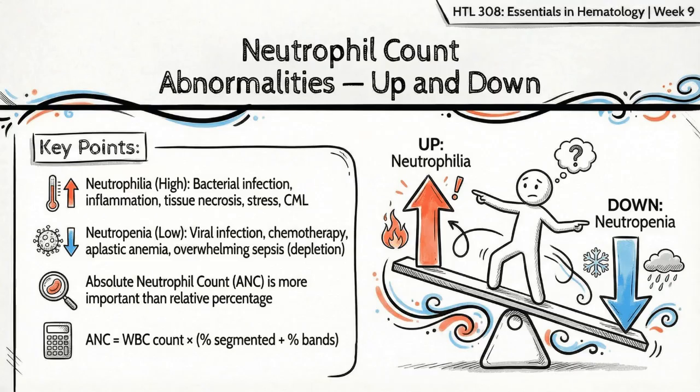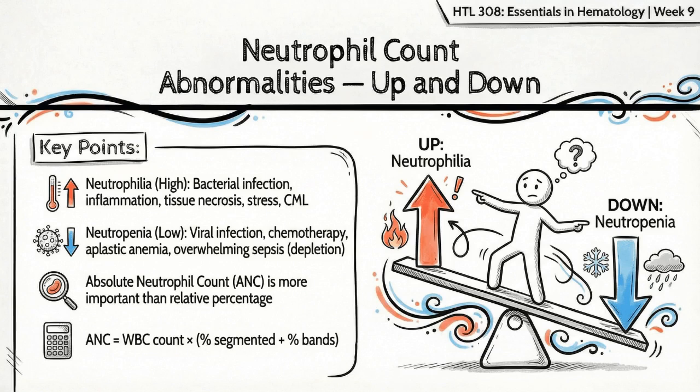Neutropenia, a count below 1.8 times 10 to the 9th, is more concerning. Severe neutropenia below 0.5, called agranulocytosis, carries a significant risk of life-threatening infection. Causes include viral infections, drug reactions, and aplastic anemia. Drug-induced agranulocytosis is particularly dangerous, with a mortality rate of 10 to 16%. If you see severe neutropenia on a CBC, it needs to be flagged immediately.